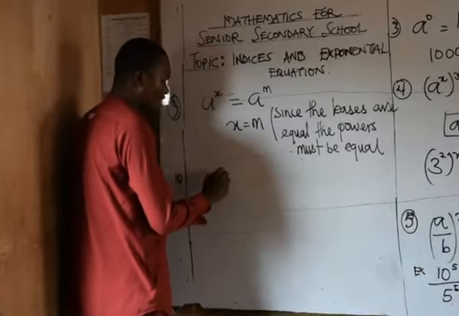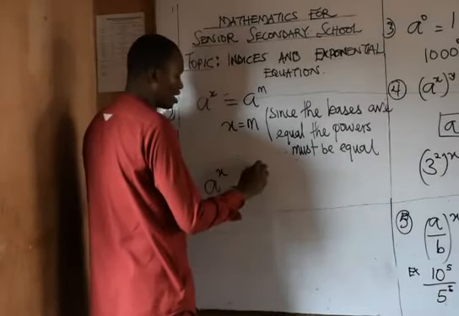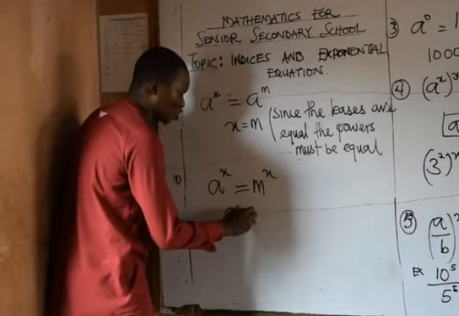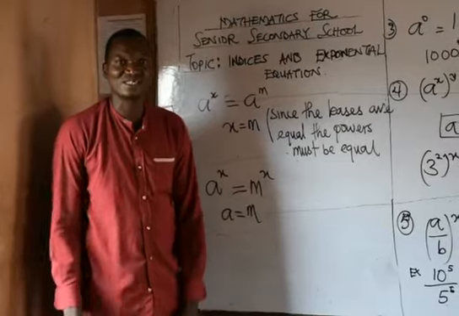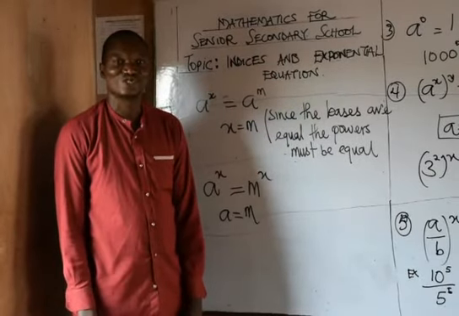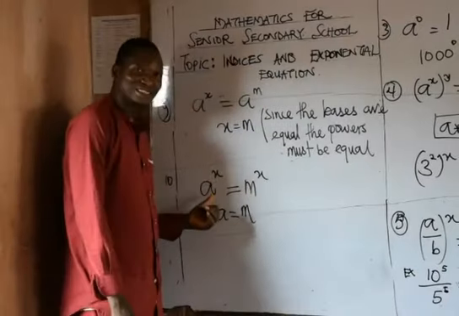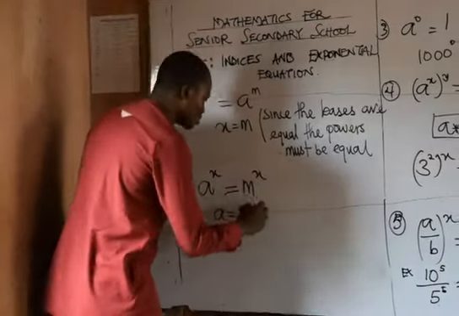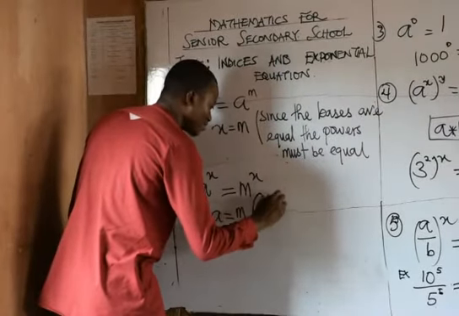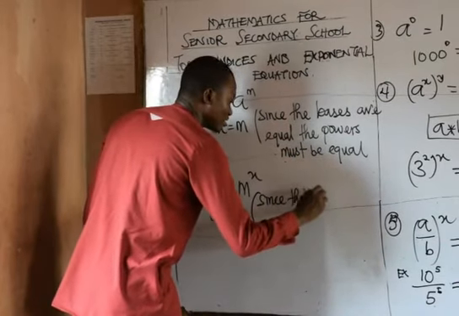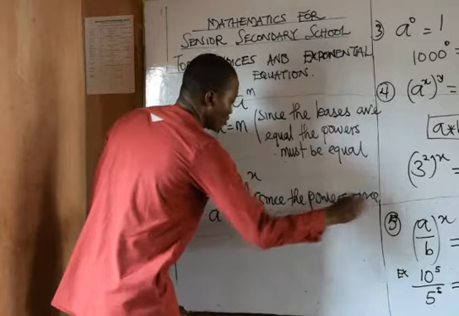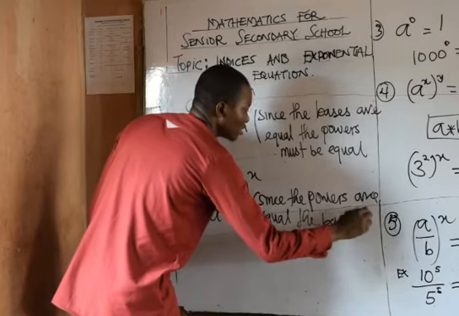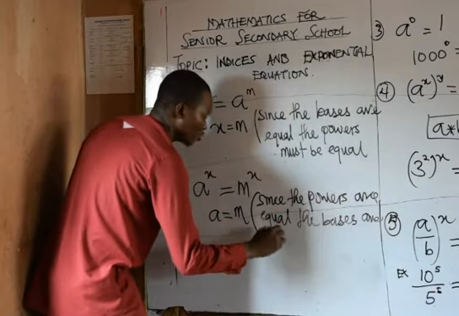When we have a raised to the power of x equals m raised to the power of x, I will say that a is equal to m. Guess why? You are correct. Since the powers are equal, the bases are also equal. So you write, since the powers are equal, the bases are equal.